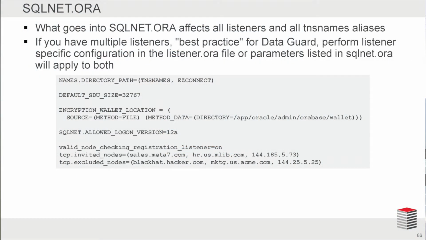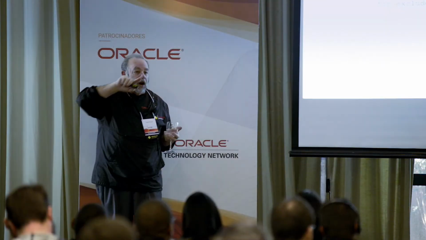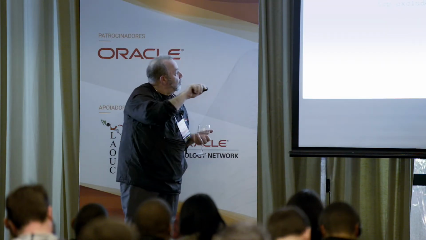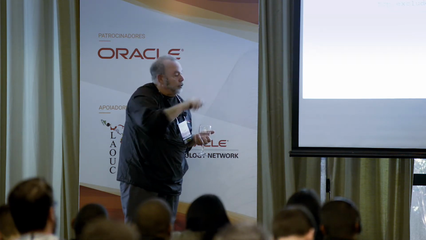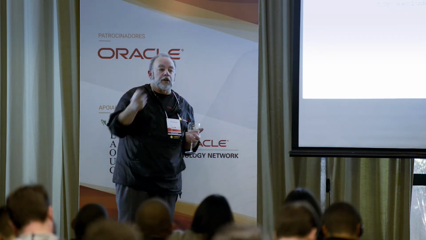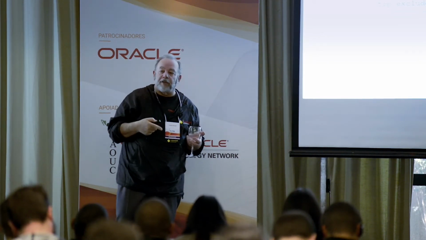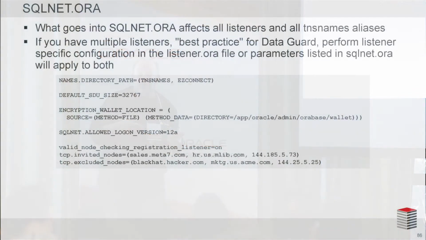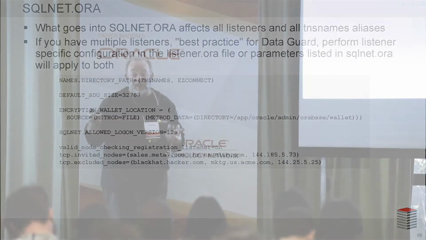Because I can list what are called invited nodes. So let's say I have 50 application servers. I can hard code those application servers by IP address. If you're not one of those 50 app servers, you can't get into the database even if you have a valid user ID and password. This is really important. If somebody is hacking, they're not going to be at the IP address of one of your app servers. They're not even going to know what that is.